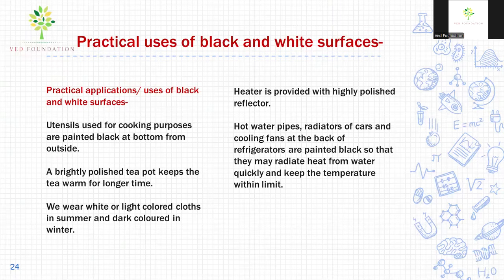Practical applications of black and white surfaces. Utensils used for cooking purposes are painted black at the bottom from outside because black surfaces absorb a maximum amount of heat. The brightly polished teapot keeps the tea warm for a longer time because polished surfaces reflect heat. We wear white or light colored clothes in summer and dark colored clothes in winter because white or light colored clothes reflect heat and dark or black colored clothes absorb heat.